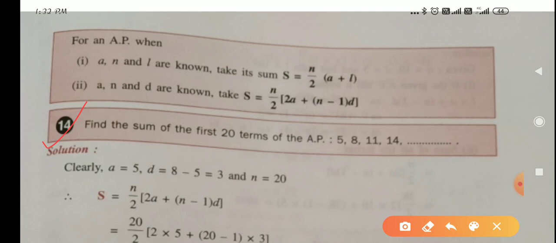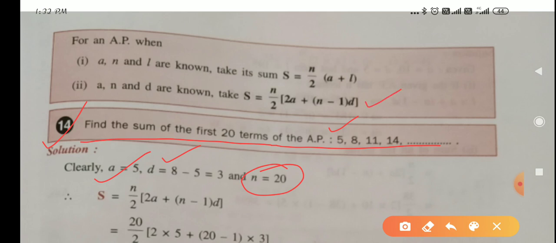Example 14. Find the sum of the first 20 terms of the AP. First of all, you have to find the sum of the first 20 terms, so it means that the value of n is 20. Now the AP is given. In the AP the first term is 5, and the common difference you can easily find: D equals 8 minus 5, which is 3. So A, D and N you have, and you can apply the second form of the formula.